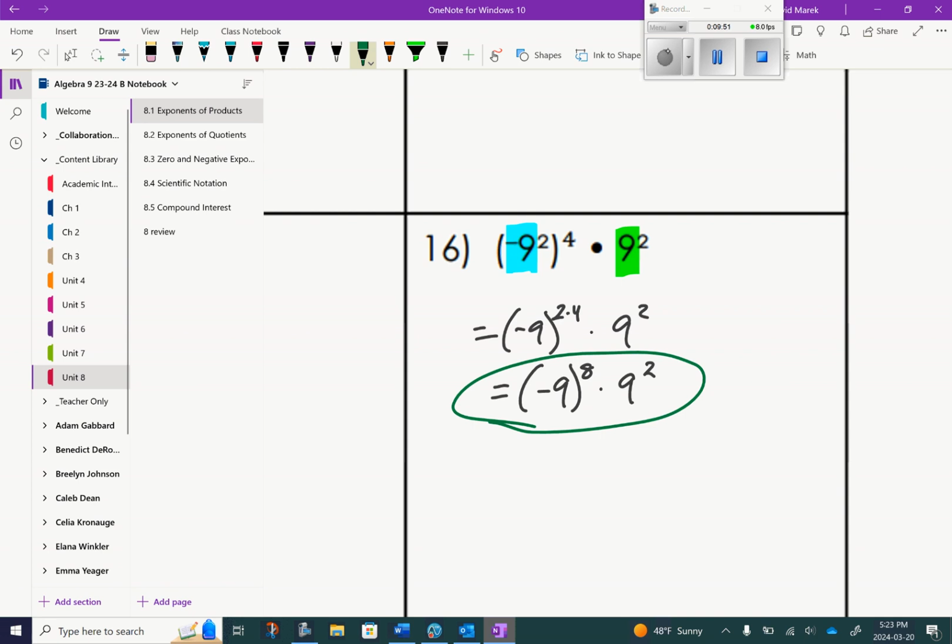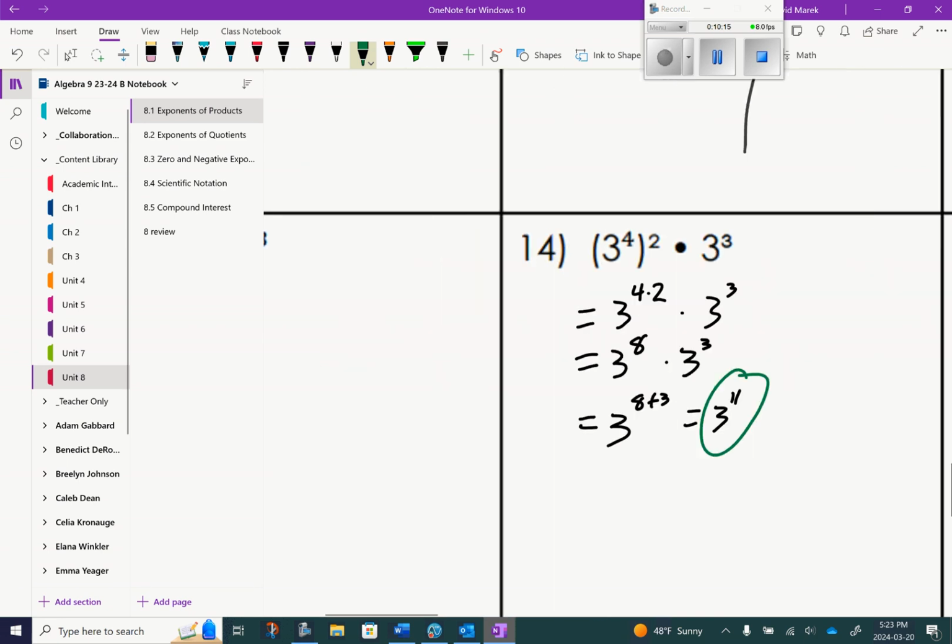If we really, really need to, if this is part of some application problem where we need to find out what that exact value is, then we'll reach for a calculator, use the exponent key there. For now, treat those as if they're just different bases and leave them separately.